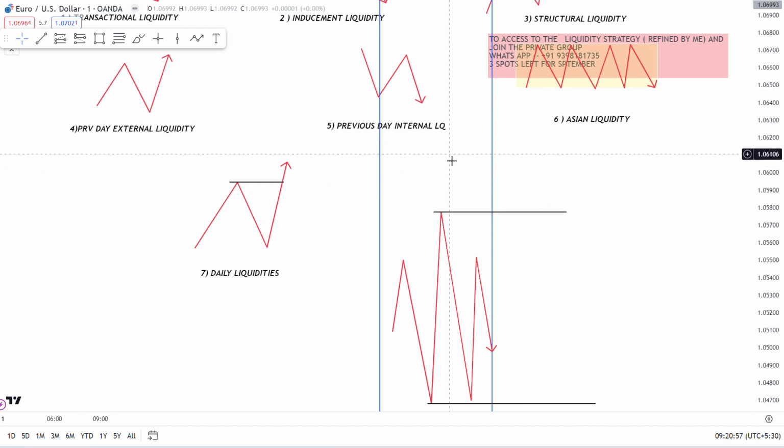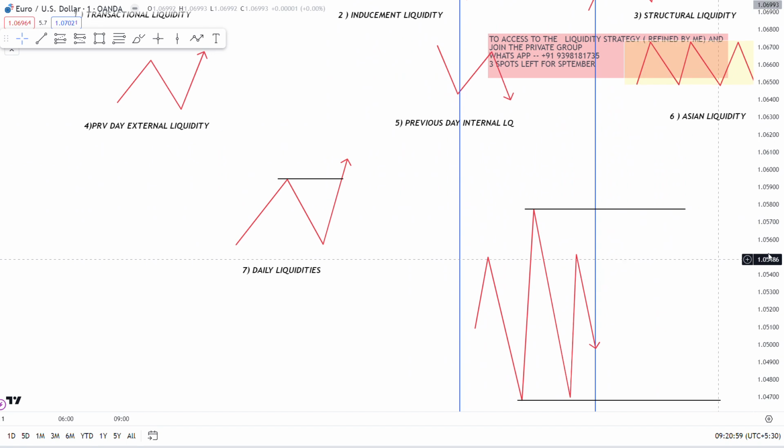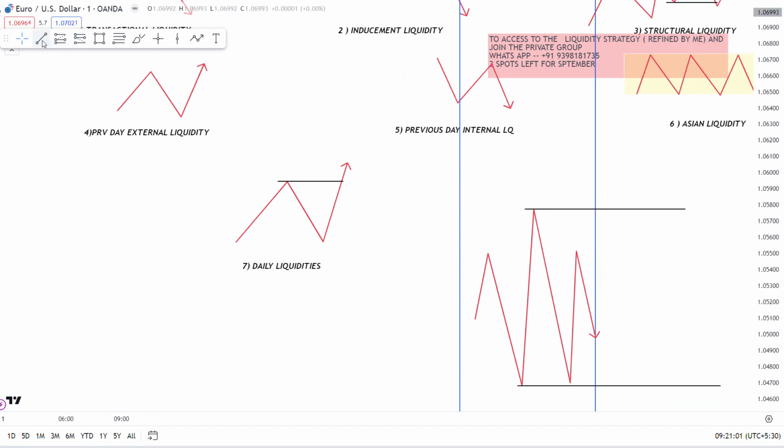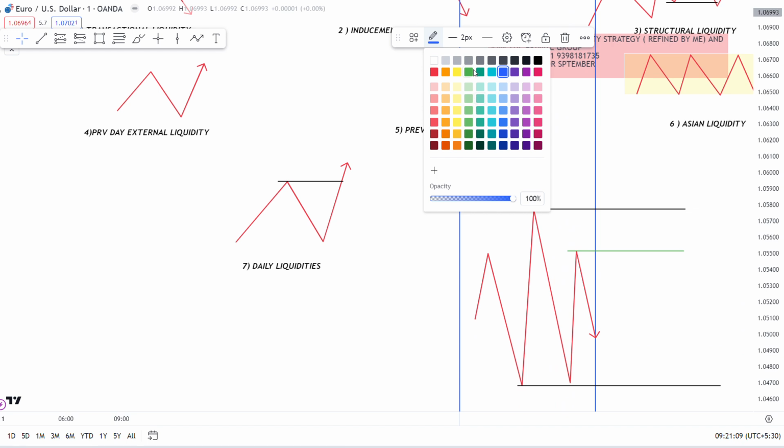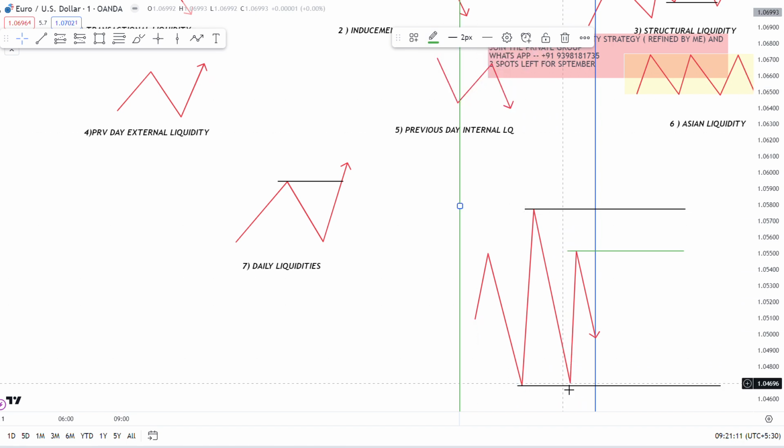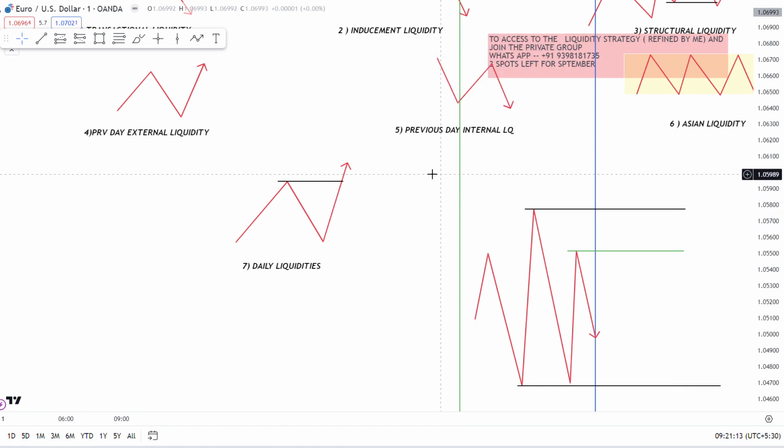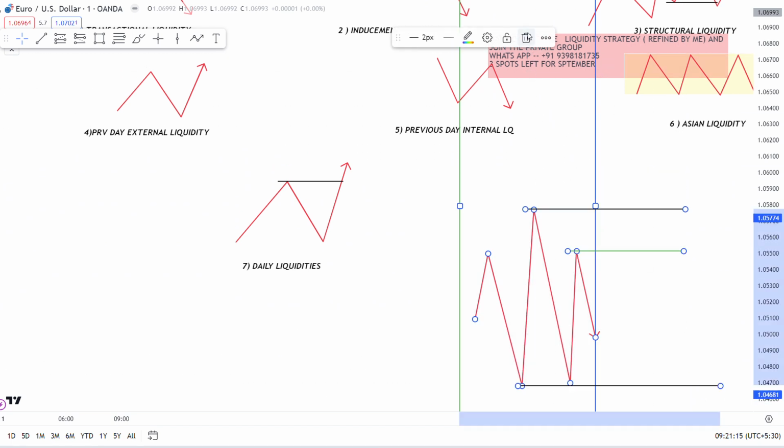And what does the previous day's internal liquidity mean? Previous internal liquidity means this one, the internal structure in the previous days. This liquidity, the previous day internal liquidity, and this small liquidity. So these are the previous day's liquidities.